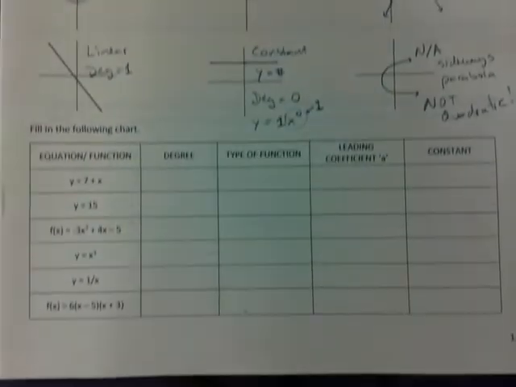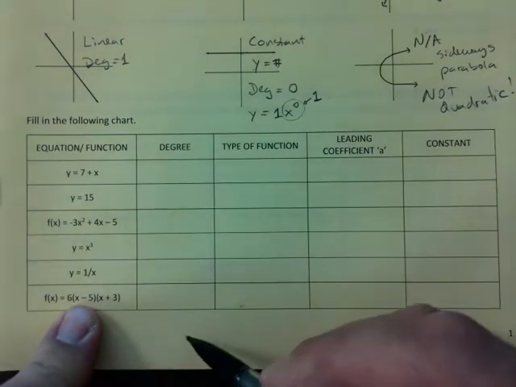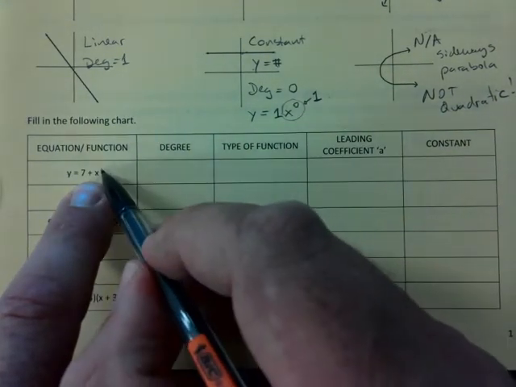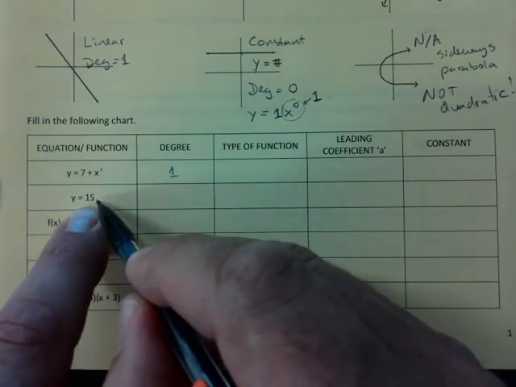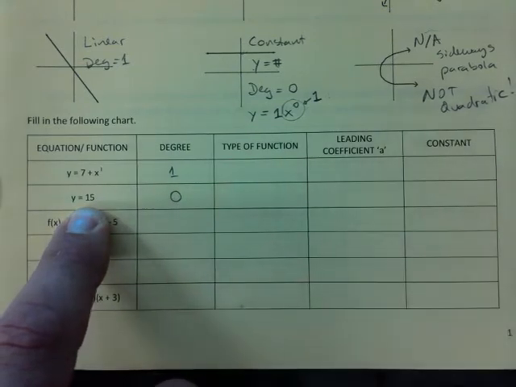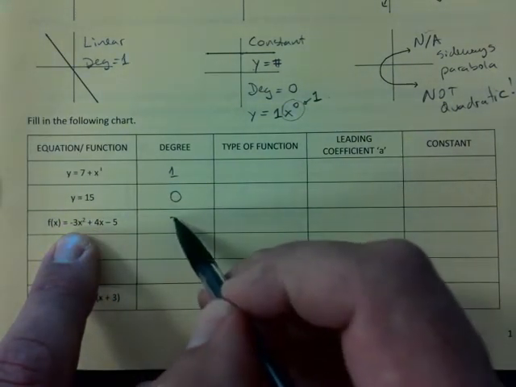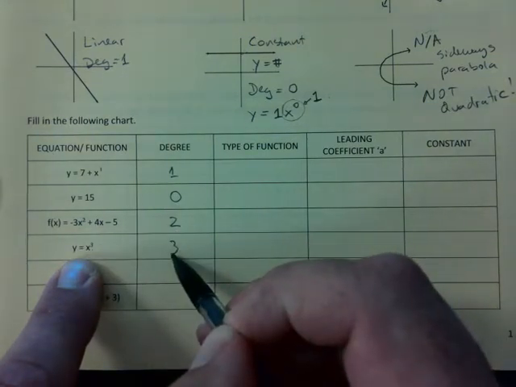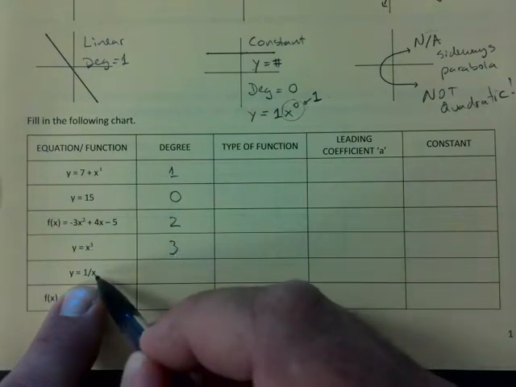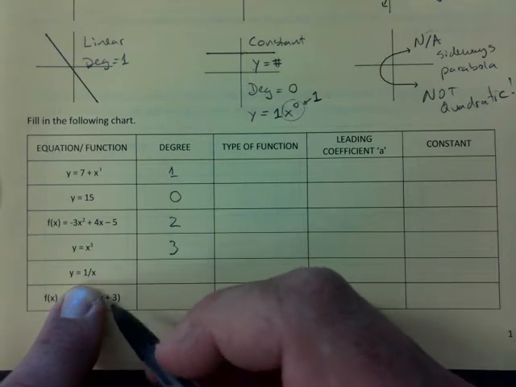Okay, so let's do some filling in boxes here. Let's do the degree first. If you look at this one, you should recognize that x has a degree of 1, so that's 1. The second one, x isn't even there, so the degree is 0. It's a horizontal line. It's a constant function. Here, you look at x, right? The highest power of x is 2. The highest power of x here is 3. The highest power of x is a tricky one. I put it in there for a reason.